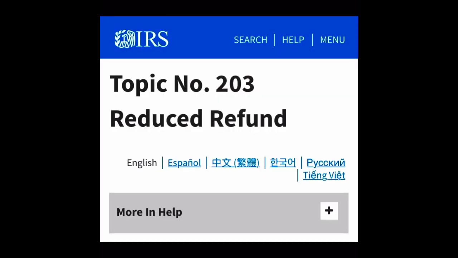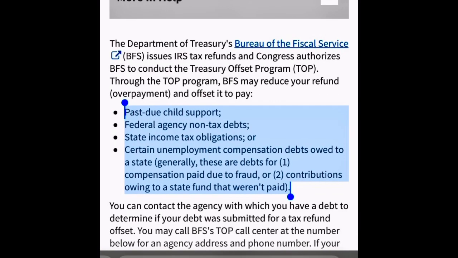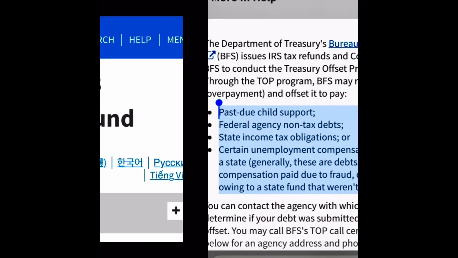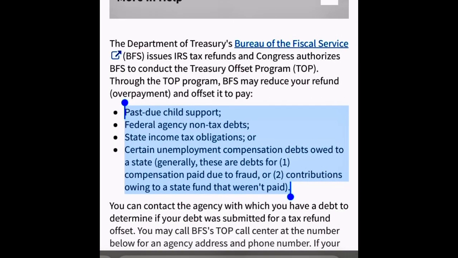Now, topic 203 is reduced refund. The IRS finished completing your review and they reduced your refund. This could be past due child support, federal agency non-tax debt, state income tax obligation, certain unemployment compensation debt, and much more. The IRS will notify you with a topic 203 reduced refund.